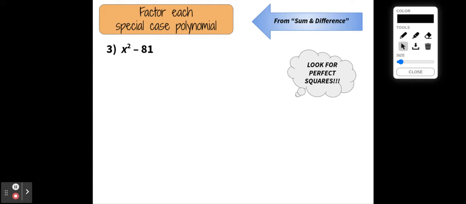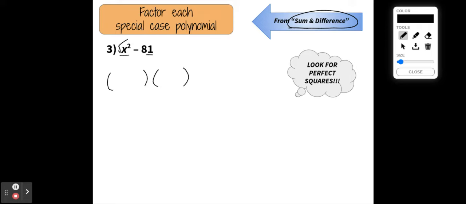Now, do you see how the middle term canceled out on this? So this comes from sum and difference, right? When you got 1 plus and 1 minus. Okay, so getting ready to factor, I see that the first and last terms are perfect squares.